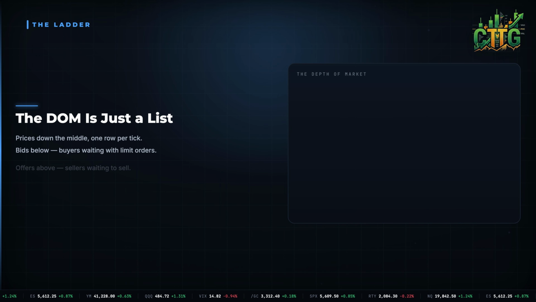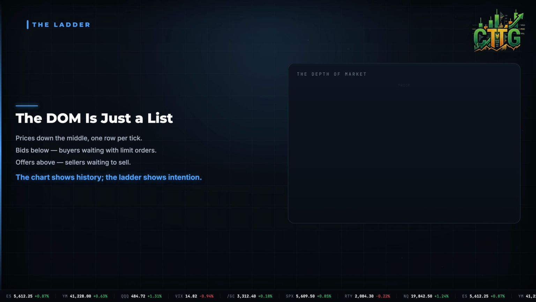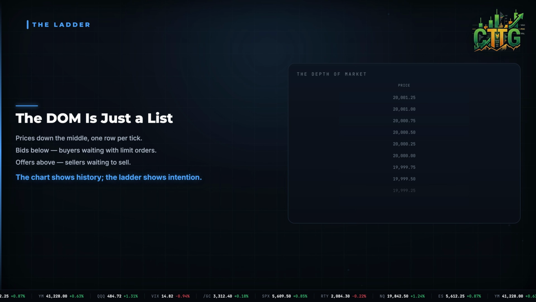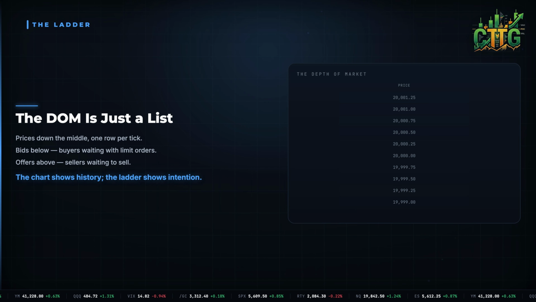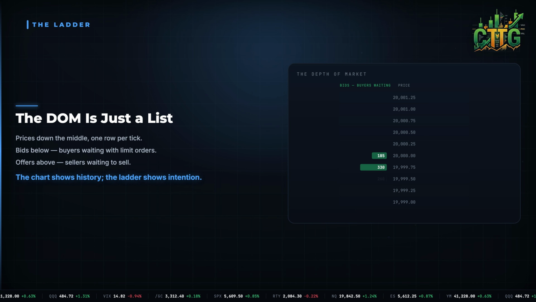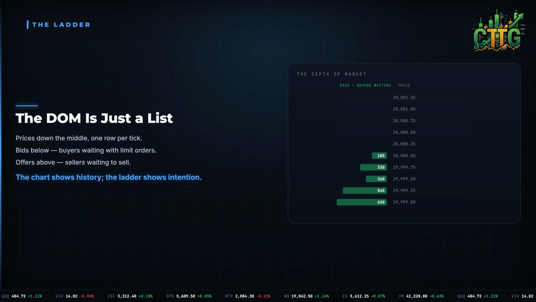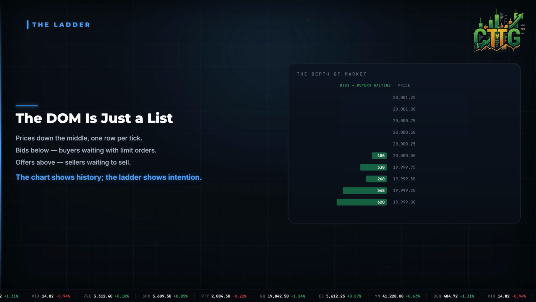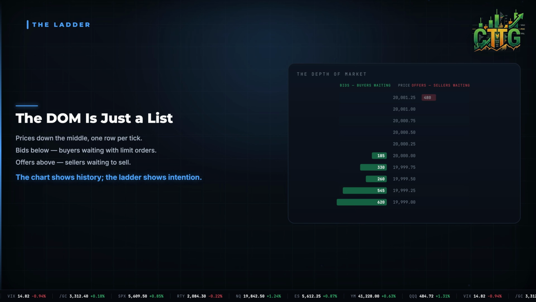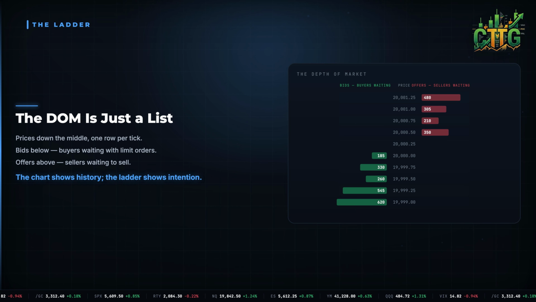The depth of market is just a list. Down the middle, prices, one row per tick. On one side, below the current price, the bids, buyers waiting with limit orders. Each number is how many contracts want to buy at that price. On the other side, above price, the offers, also called asks. Sellers waiting to sell, same idea.